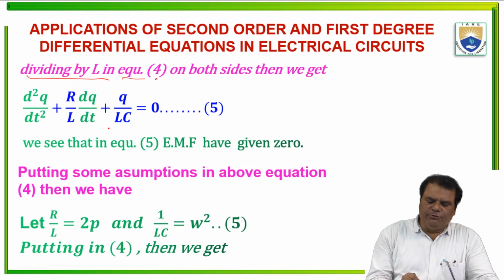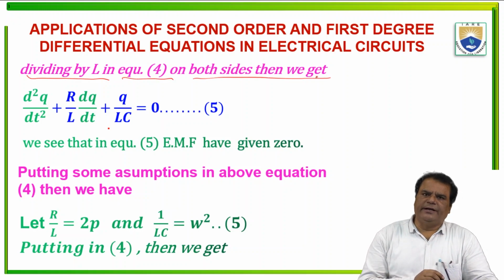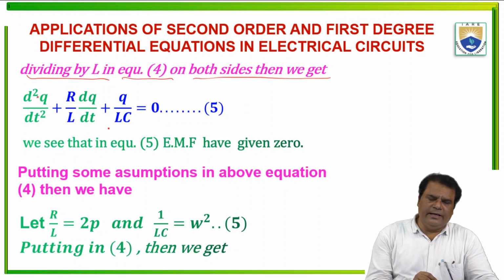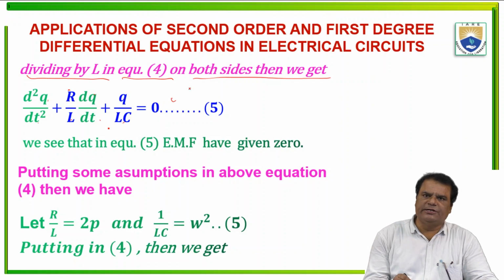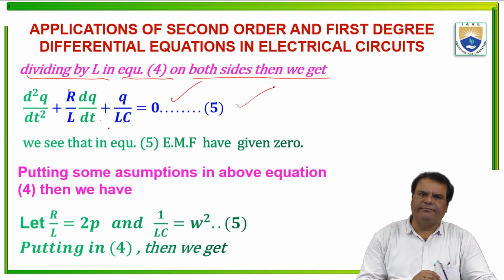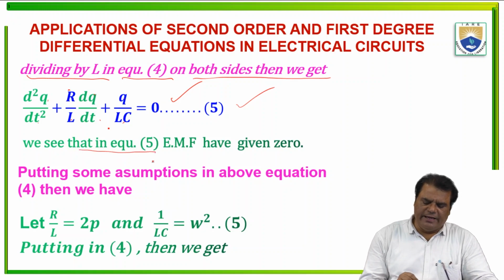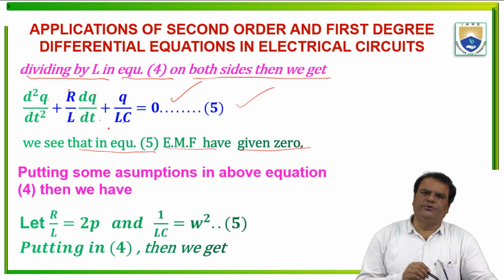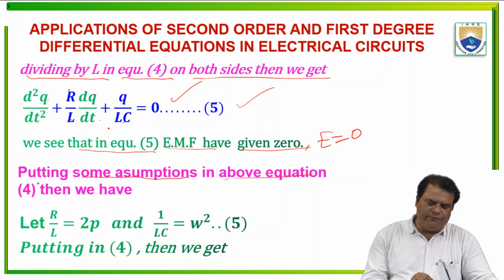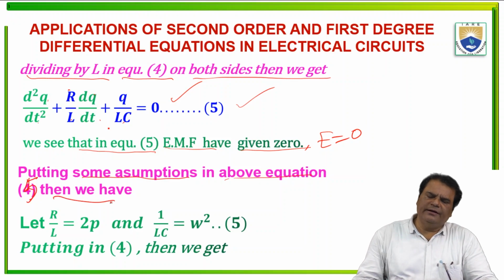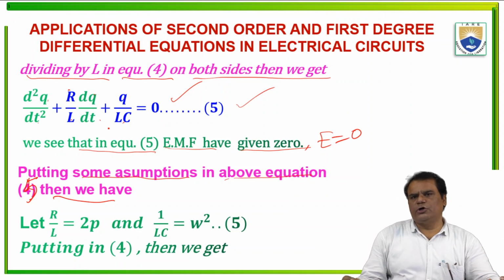Dividing by L on both sides of equation 4, we get d2q over dt2 plus R by L dq over dt plus q by LC is equal to 0. This is equation 5. We see that in equation 5, the EMF is given as 0. We are considering some assumptions to solve equation 5.